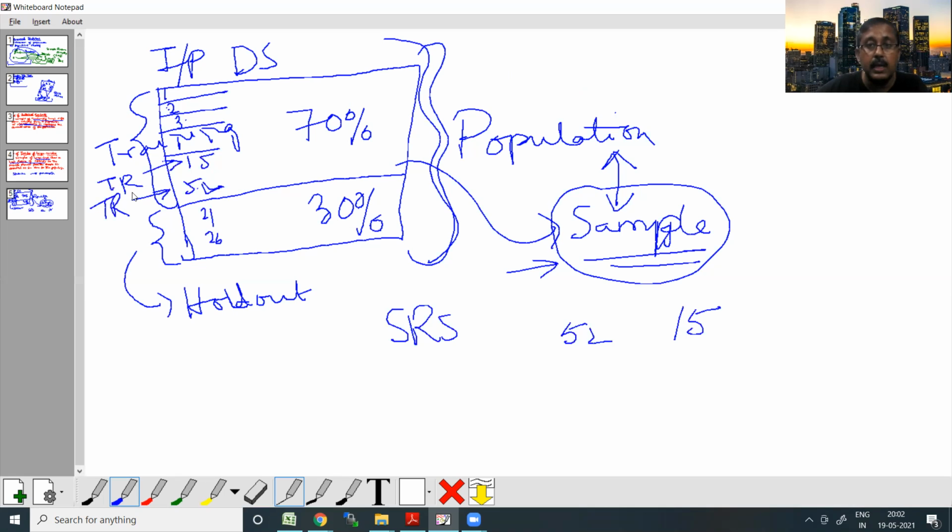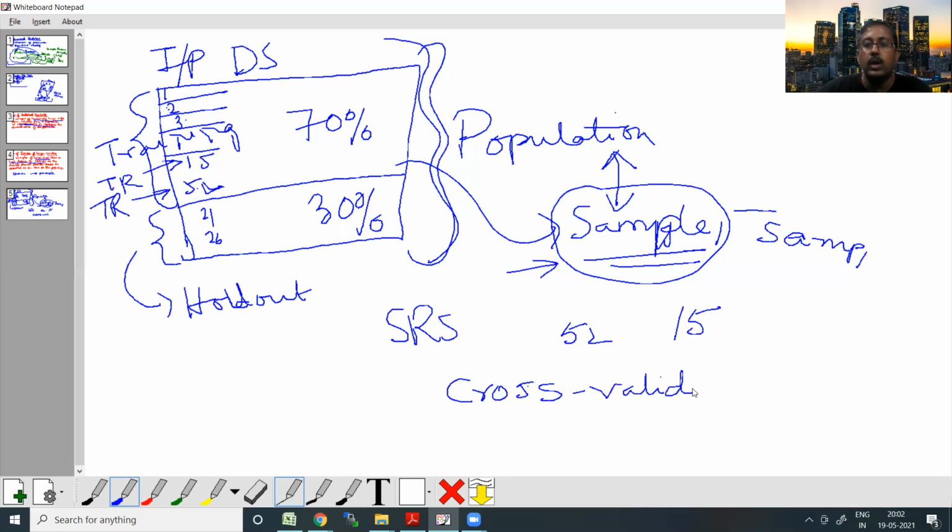What happens is I can draw more such samples, multiple such samples. So this is sample 1, I can draw a sample 2, and like this I can draw multiple samples. Where do I do that? I'm sure all of you have heard the concept of cross validation, the k-fold cross validation. So what is cross validation?